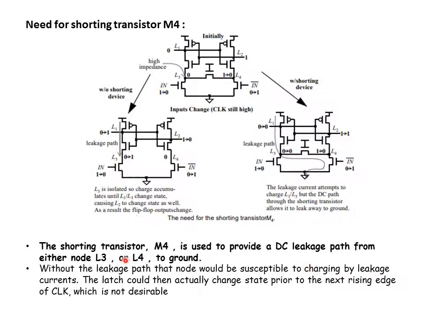So to put everything in a nutshell, the shorting transistor is used to provide a DC leakage path from either node L3 or node L4 to ground. Without the leakage path, that node would be susceptible to charging by leakage currents. So if you don't have that, this node value can become disturbed because of this leakage path. The latch could then actually change the state, which we do not require. During evaluation, it has to remain for one input alone. If the inputs go on changing continuously, it should not change or reflect. So this is achieved by means of this shorting transistor.